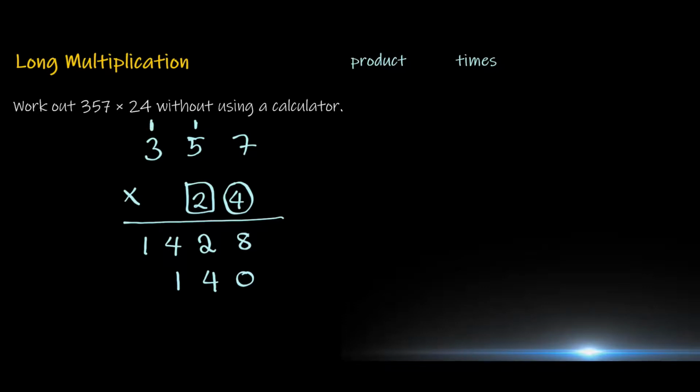2 times 3 is 6. 6 add 1 gives me 7. So now I'm going to add my 1428 and my 7140.